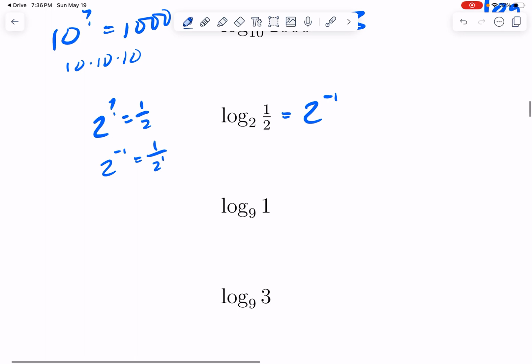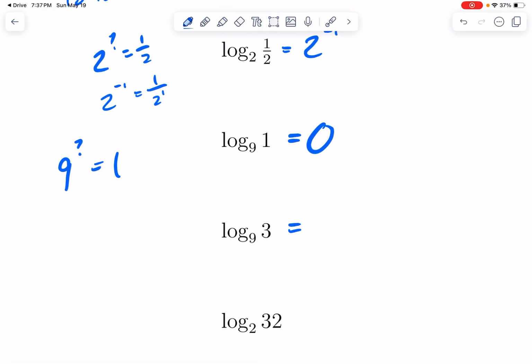Log base 9 of 1, we're asking ourselves which power of 9 gives us 1 as the answer. And hopefully you remember, you can take it as a definition: a base raised to the 0 power is equal to 1. So this is the 0th power.